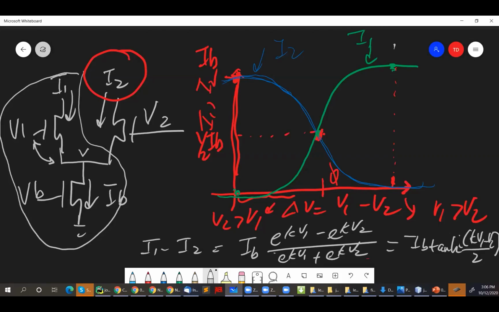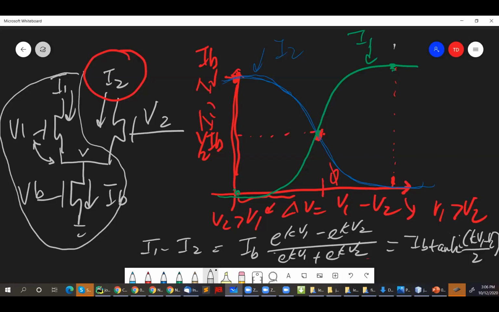Okay, let's see now. Here what I'm plotting is just I1 and I2 separately. It's not I1 minus I2, right? So that means you have to do a different plot, which of course at 0 doesn't give you half IB, right? If you do that.